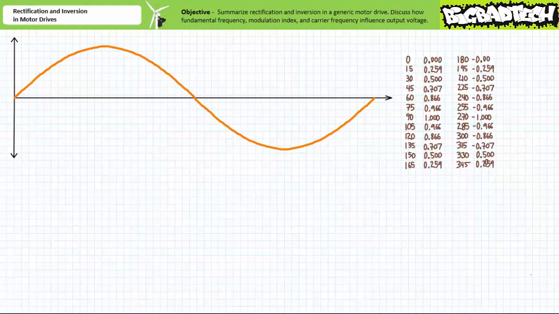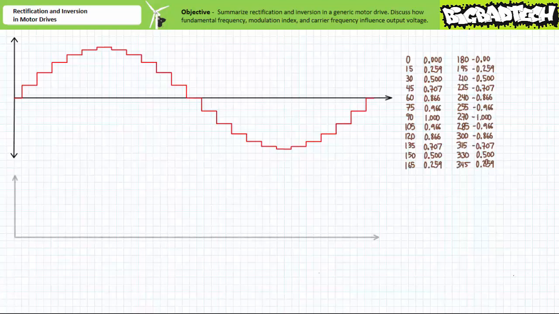For example, the section centered at 0 degrees would have a median value of 0. The section centered at 15 degrees would have a median value of 0.259 of the peak value. The section centered at 30 degrees would have a median value of 0.5 peak value, and the section centered at 45 degrees would have a median value of 0.707 of peak value, and so on. A digitized version of these segmented values would look something like this. You can obviously see the similarity of the resultant AC waveform now.